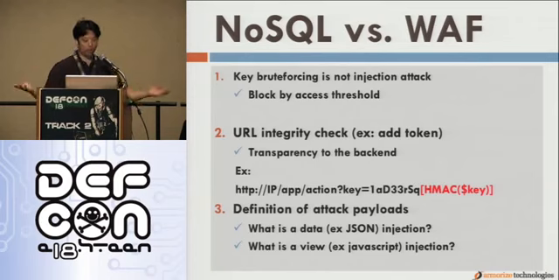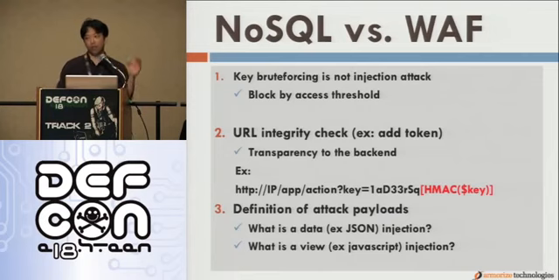Or web application WAFs can also help do URL integrity checks. For example, it can add some kind of hashmap, an HMAC, to the key. Definition of attack payloads is going to be a challenge. So what is a data or JSON injection, and what is a view or JavaScript injection?